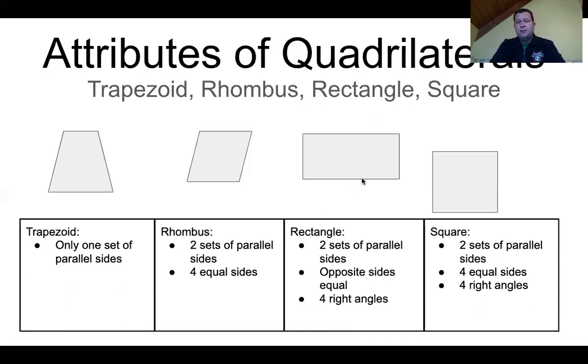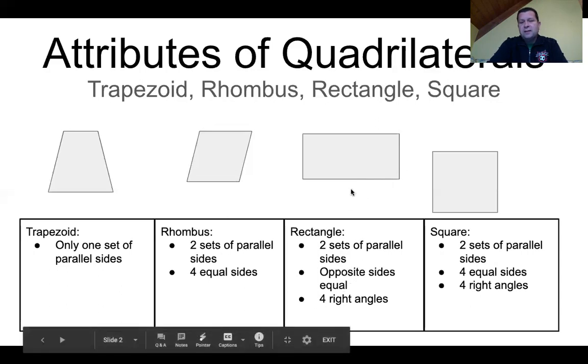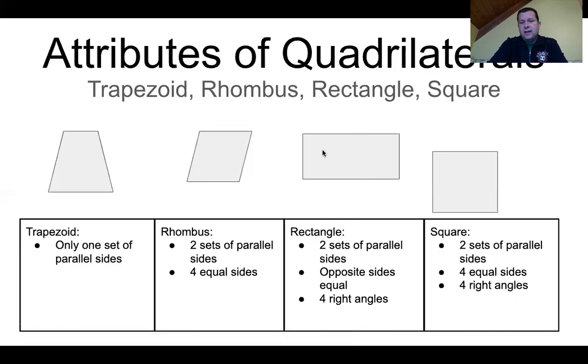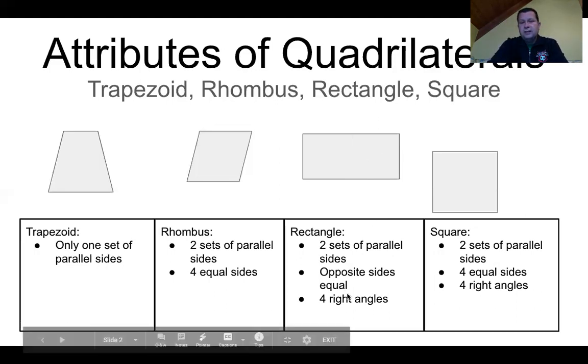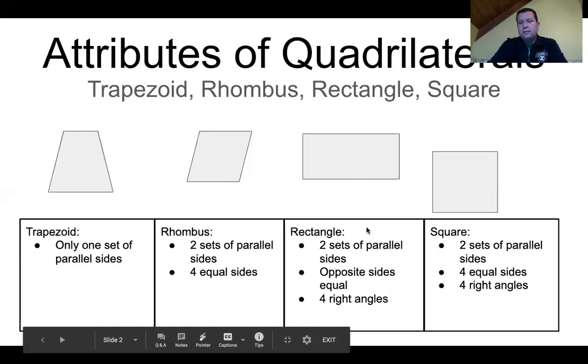Next is a rectangle. Rectangle has 2 sets of parallel sides, so both sides, just like a rhombus. All right. Opposite sides are equal. So this side is equal to this side is equal to that side, and then a rectangle has 4 right angles. So we talked about a parallelogram last lesson. Parallelogram is very similar to a rectangle, except for, again, it's sort of like pushed on its side. And to differentiate that, the rectangle has 4 right angles.